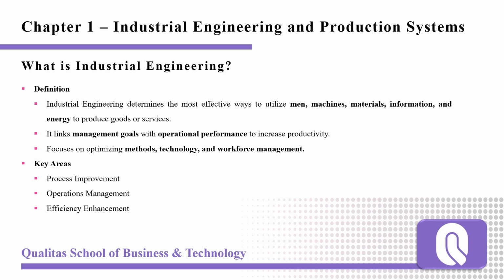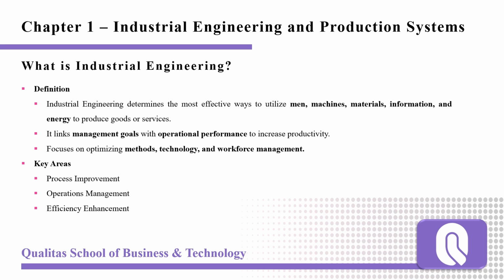Information management could involve designing a hospital's patient scheduling system. Industrial engineers would create workflows that reduce waiting times, ensure efficient use of medical equipment, and maintain high quality patient care. Energy utilization might involve analyzing a data center's power consumption. Engineers will study peak usage patterns, implement cooling system optimization, and recommend energy efficient equipment upgrades.